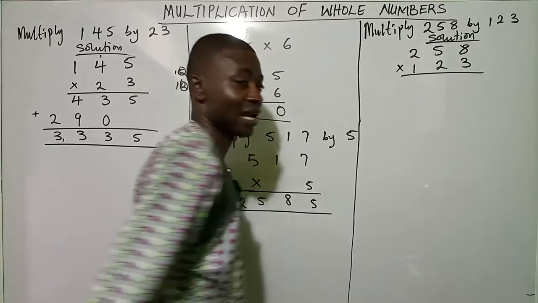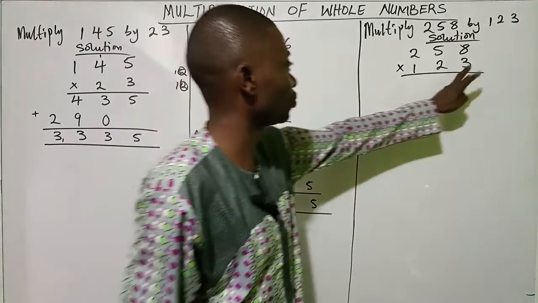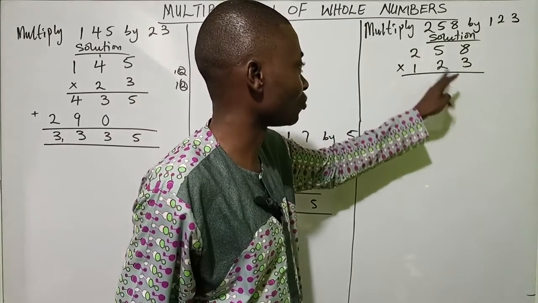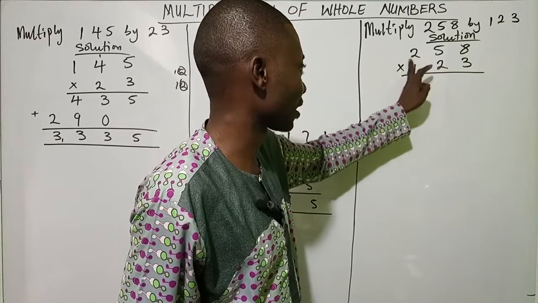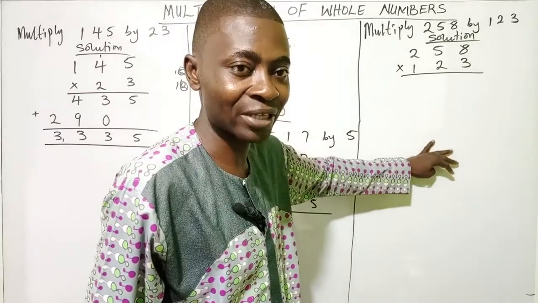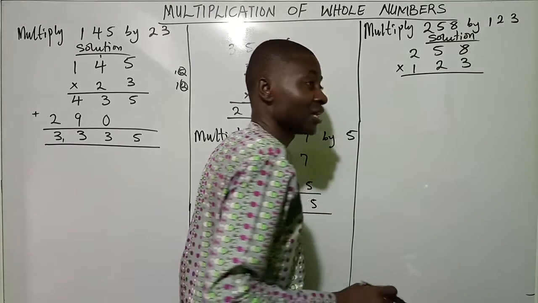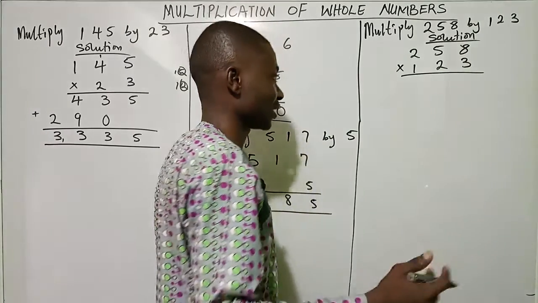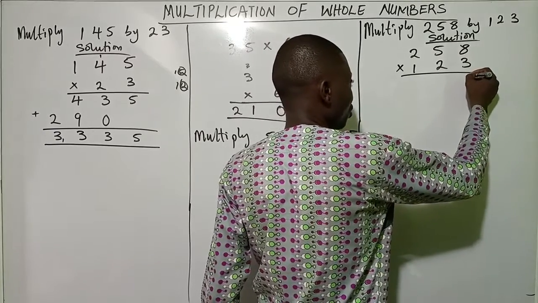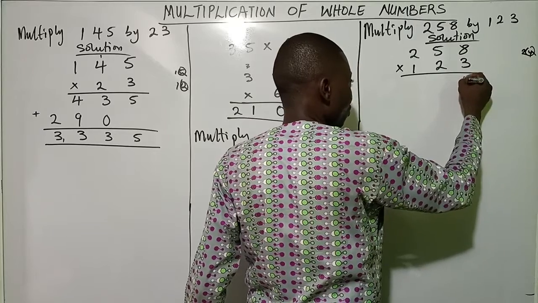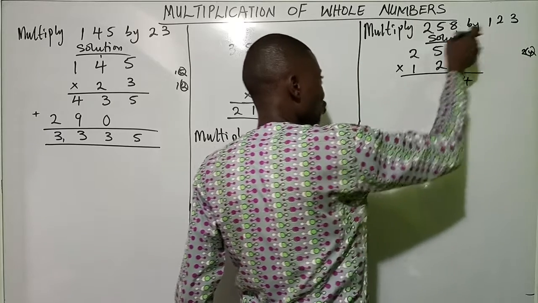They are multiplying now. So watch out and see what I'm going to do. I'm going to use 3 to multiply everything I have in there. When I'm done, I'll use 2 also. After that, I'll use 1 before I'll now add everything together. So this is 3 times 8. 3 times 8 is 24. You write down 4, carry 2 forward.